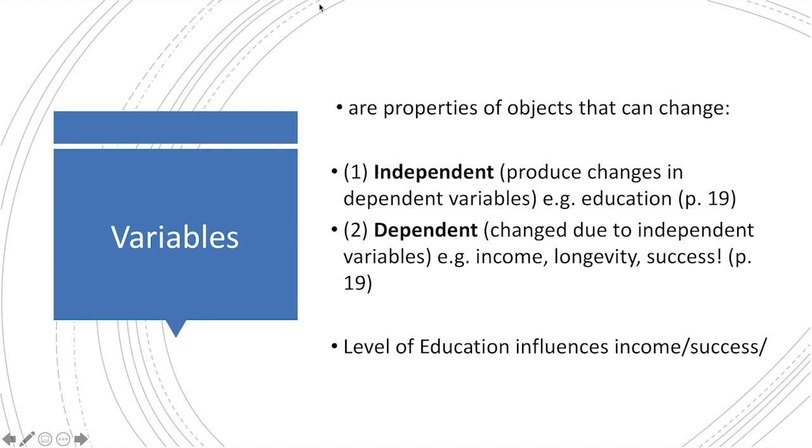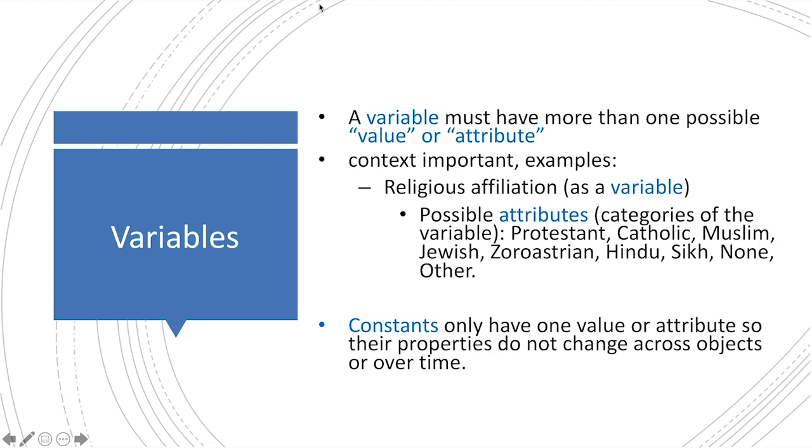That's a little circular. Let's look at this example though: income, longevity, success. Yes, this sounds great. So if we look at the idea that level of education influences income or success, then the level of education is the independent variable, right? It has an effect on other things like future earnings potential. And the dependent variable is that income or success, or other ways that you can think of that a level of education might affect. So variables have more than one value or attribute, and that's how they vary. And this is a very important part of understanding what a variable is.